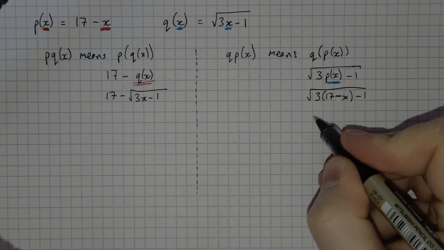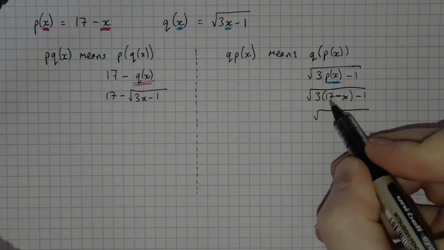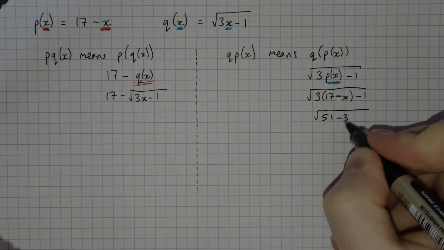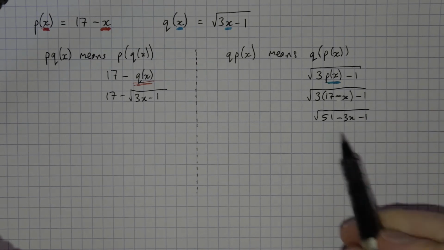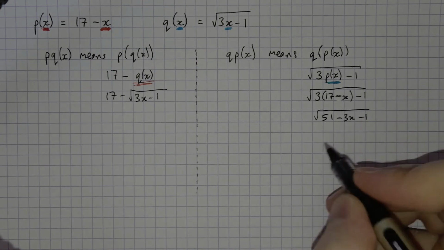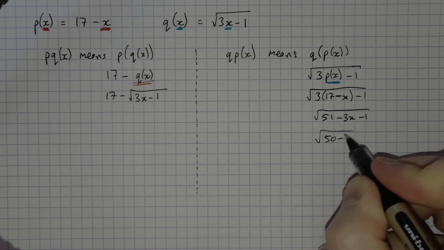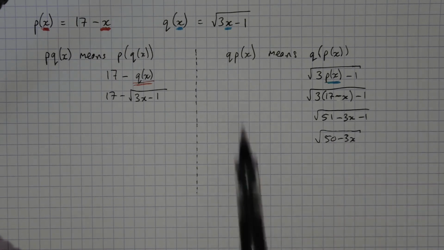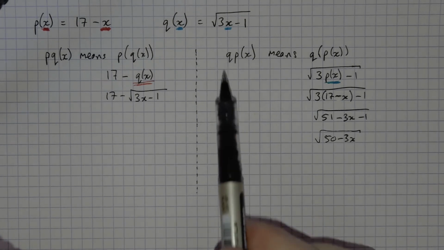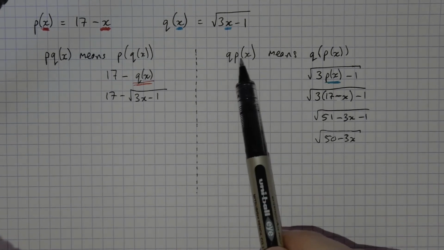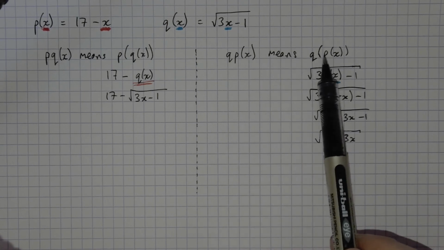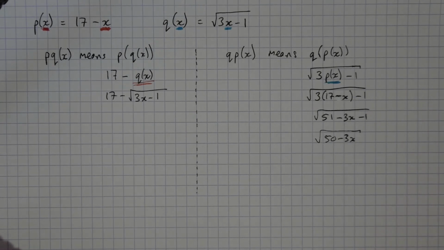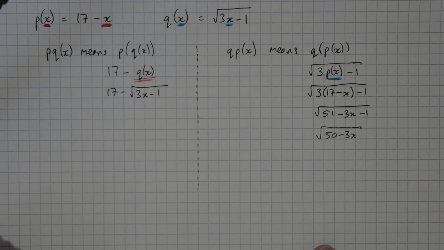So by expanding the brackets in here, 3 17s, if there are any darts players out there, triple 17 is 51. 3 lots of minus x, minus 3x, take away 1. And 51 take away 1 can be simplified to 50. So 50 take 3x is going to be my final simplified answer. So when you see 2 letters next to each other like this, it's probably better to just switch it to this alternative notation. So qp of x means do q to whatever p of x is. Okay, that's how I would approach these. Good luck.